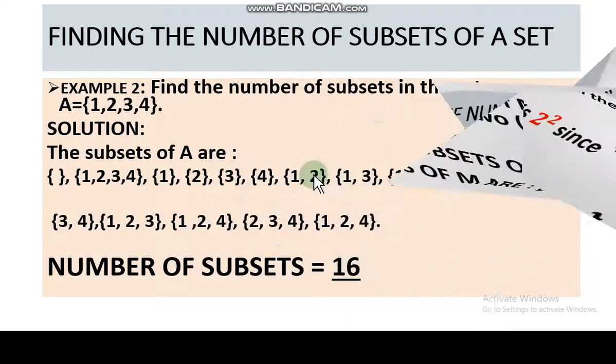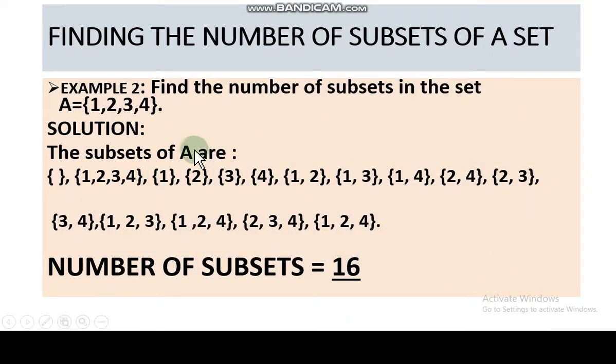The second one: find the number of subsets in the set of natural numbers from 1 to 4. So this set has 4 elements. So the number of subsets will be 2 raised to the power 4. So we have our empty set, the set itself, a set containing each element, the combination in twos, in threes, and this is in fours. So the number of subsets is 16. We have 16 subsets from this set.